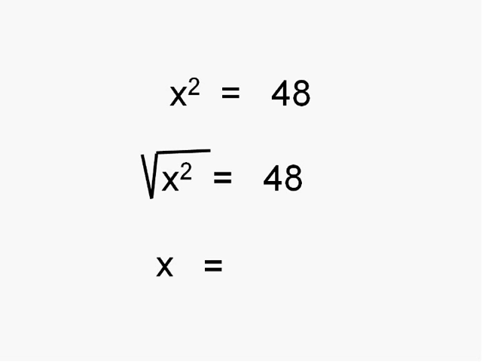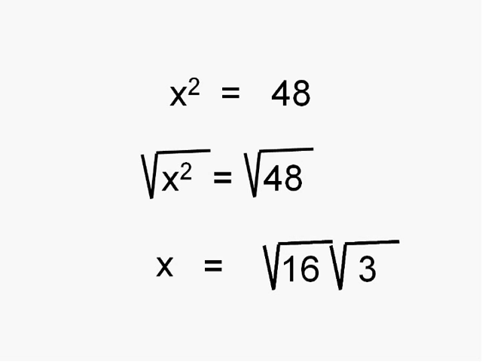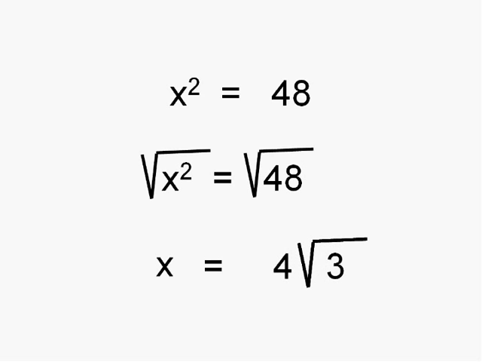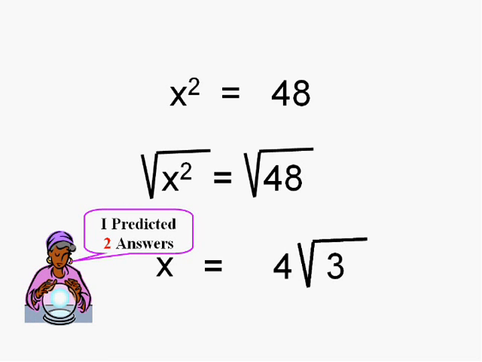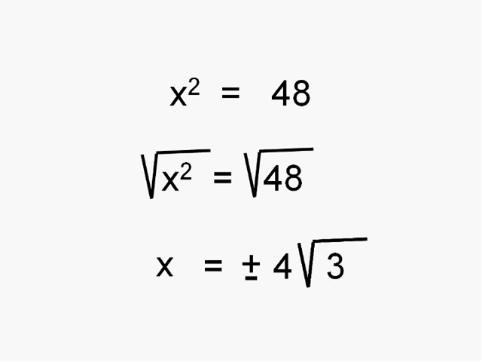Now on the right side, we also will square root, but since it's not a perfect square, we have to simplify it into perfect squares and what's left over. Square root of 16 is a perfect square, but we still get two answers because anytime you take a square root, you get a plus and a minus answer.